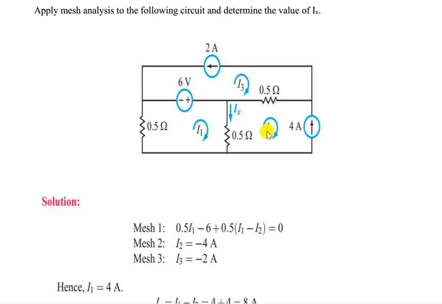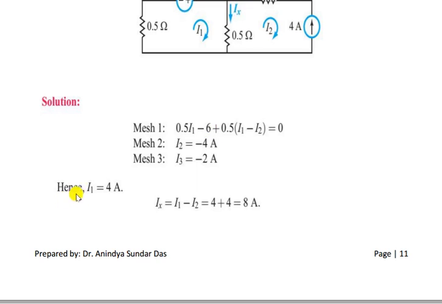So similarly, this is another problem. Here I2 is nothing but minus 4 ampere, because I2 is going clockwise. So here it is downward, but 4 ampere upward, so minus 4 amp. I3 is going left to right, but 2 ampere going right to left, so it is minus 2. And we can write this plus 0.5 I1 minus 6 volt plus 0.5 I1 minus I2, and Ix equal to what, nothing but I1 minus I2. So you know the value of Ix, you can find out by solving.